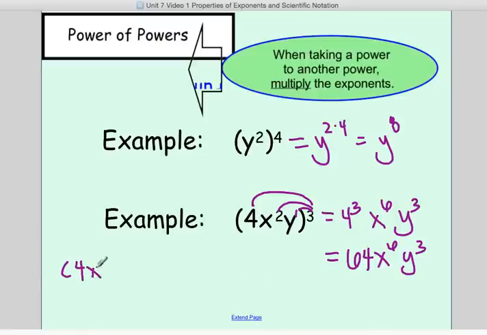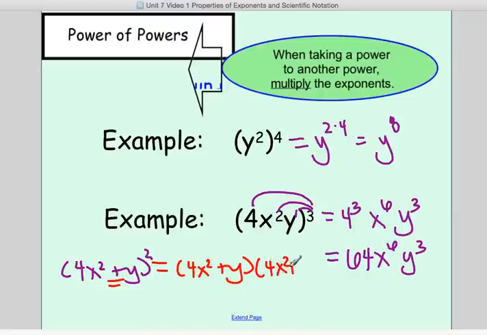One thing I do want to point out, notice how everything in here is being multiplied. If we had 4x squared plus y to the power, you cannot distribute the way we did there. This is all being multiplied, this is being added. So since this is being added, you'd have to solve it like this. And from here, you would need to FOIL. So just notice the difference. If it's all being multiplied, I can give each value in there the power. Here, though, if it's addition or subtraction, you need to FOIL. Very different, and a lot of people make a mistake with that one. So just notice the difference between the two things.